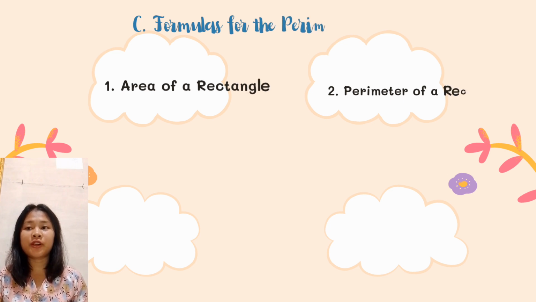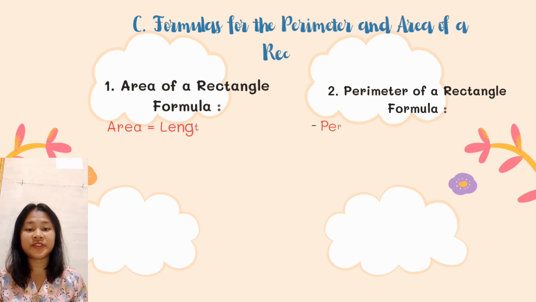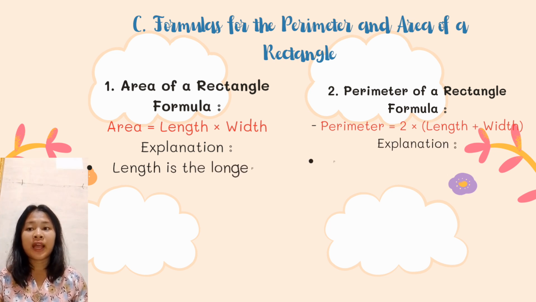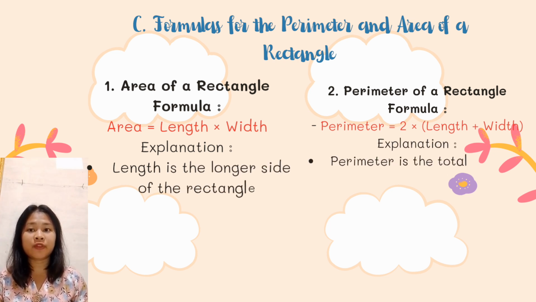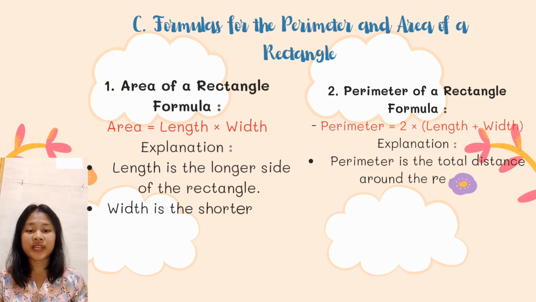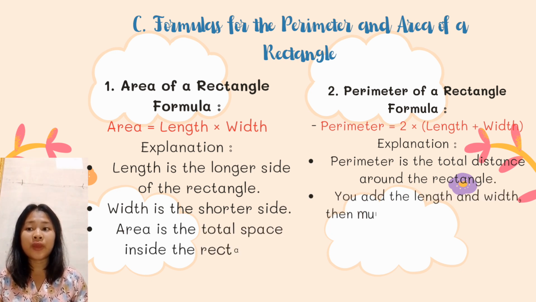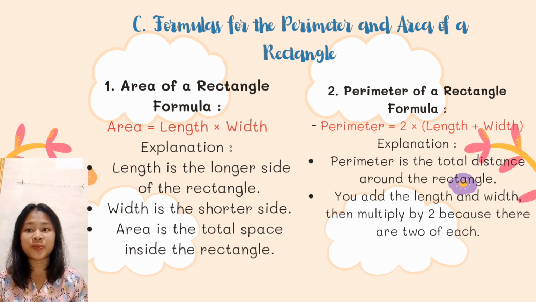C. Formula for the perimeter and area of a rectangle. The first, area of a rectangle formula: area equals length times width. Explanation: length is the longer side of the rectangle, width is the shorter side, and area is the total space inside the rectangle.